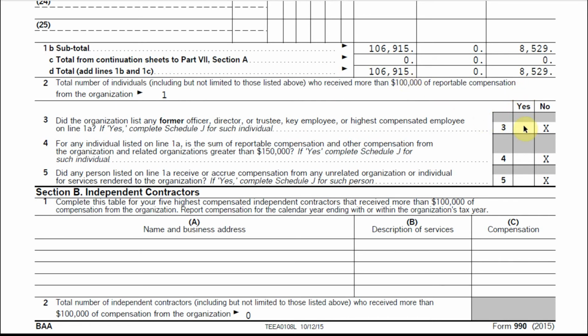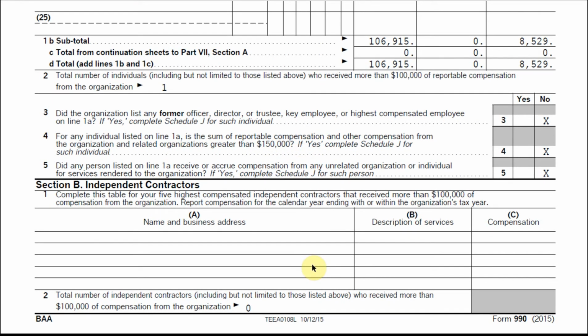These check boxes are worth watching for because they deal with former employees, with highly compensated employees, and with employees where there's accrued compensation. In other words, you owe somebody some money for something you've been doing, and it's important that that be disclosed. In the same way, independent contractors that made more than $100,000 for the year also need to be disclosed, because what that's doing is showing people who were nearly employees or other services that were provided that were worth documenting.